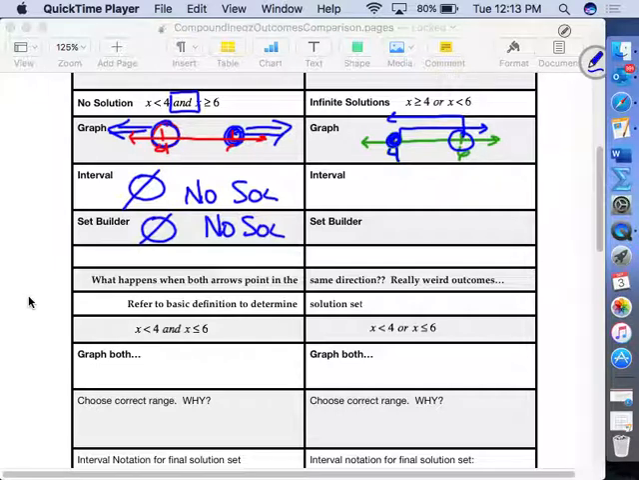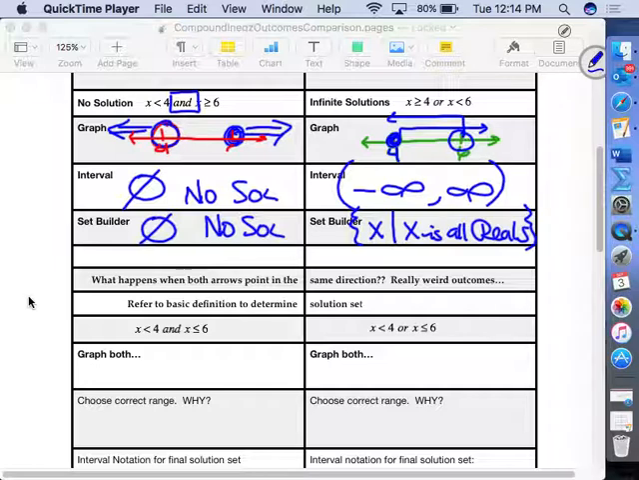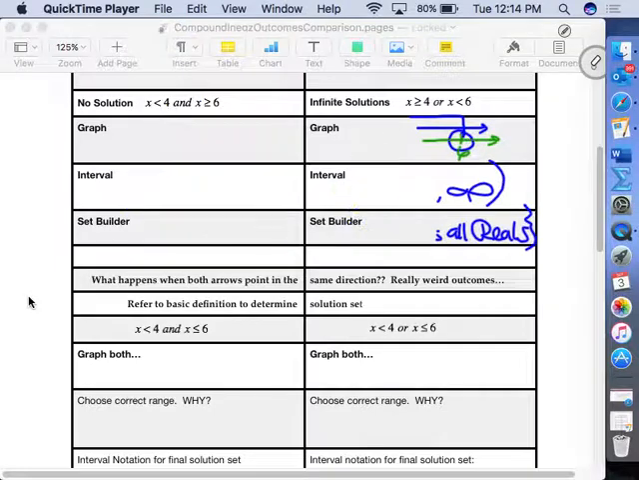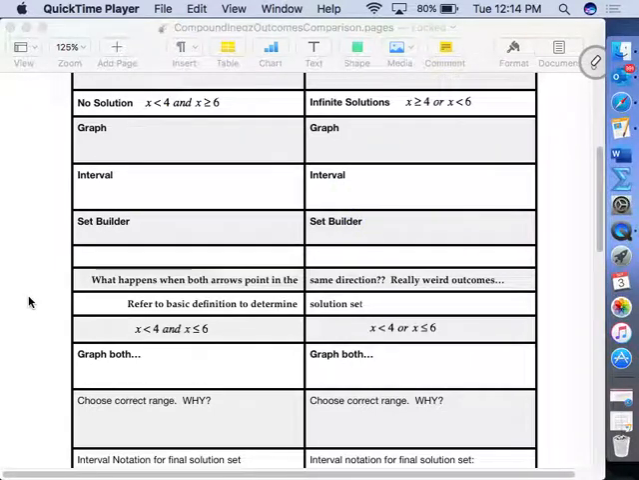And then in interval notation, that's simply negative infinity to positive infinity with soft brackets. And for set builder notation, we could just say x such that x is all reals. That works. And then attach the braces to that. So there's our no solution and infinite solution scenarios. And let's look at the last outcome, the strangest outcome, where you have to go back and refer to the definition to claim the solution range.